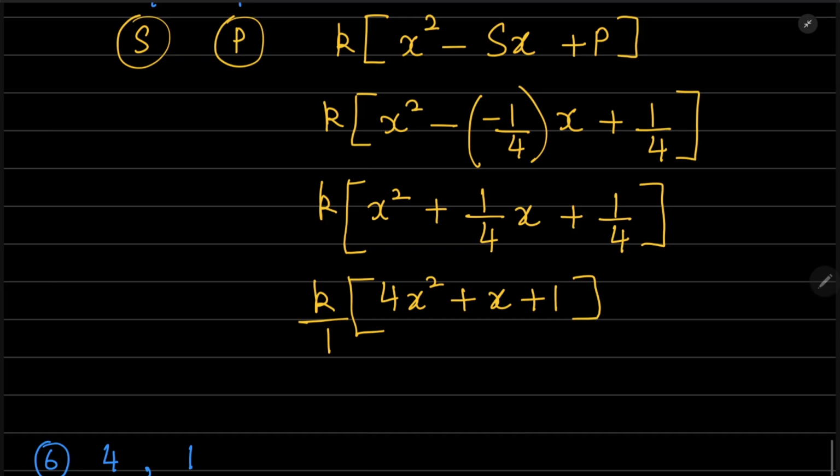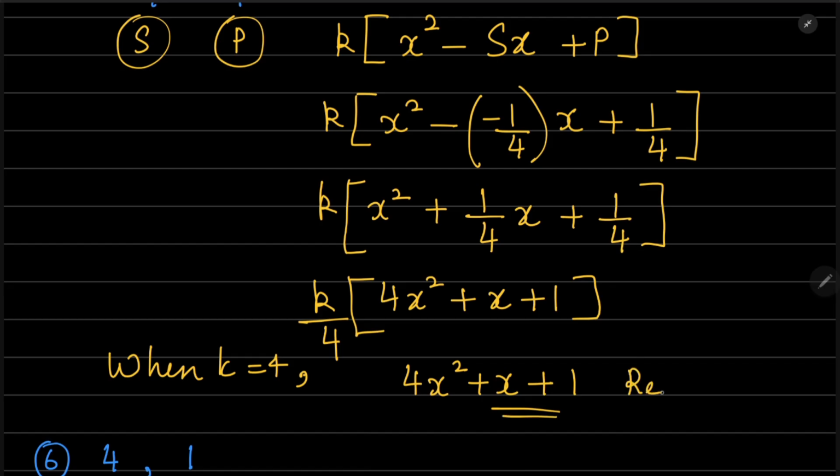So now when k is equal to 4, the denominator 4 I took it outside. When k is equal to 4, what will you have? 4 and 4 will get cancelled, it will become 1. So 4x square plus x plus 1 is the required polynomial. Okay.